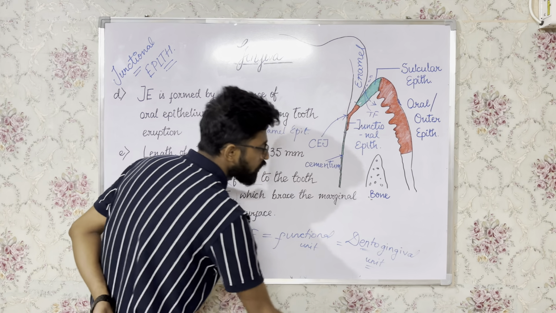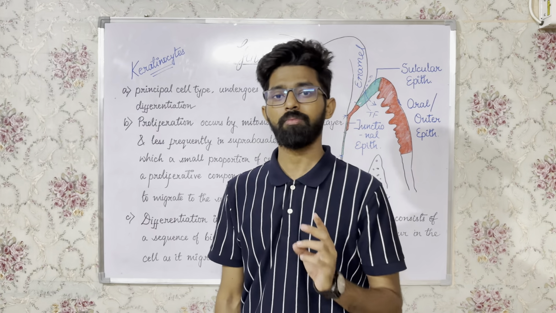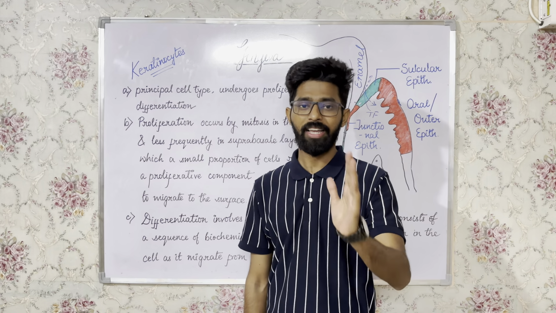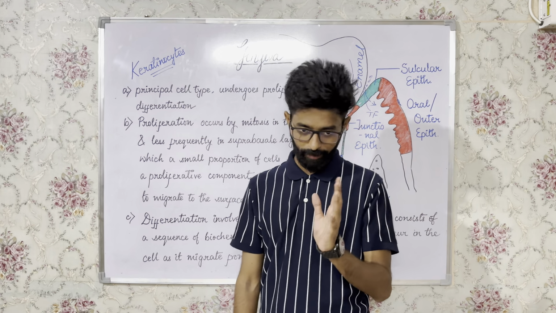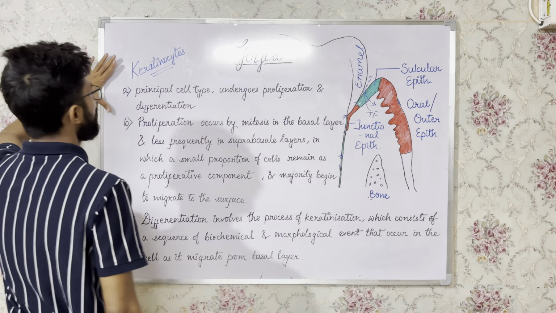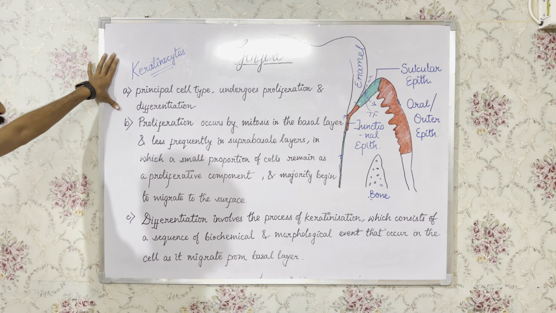So coming to the cell types, there are two types of cells as discussed earlier. One was the keratinocytes and the other section was non-keratinocytes. So keratinocytes are the principal cell type in the gingival epithelium.